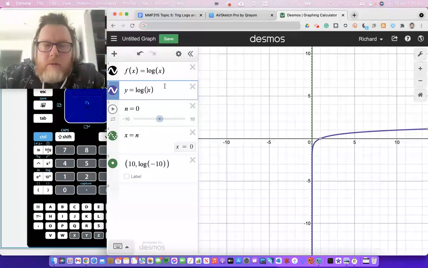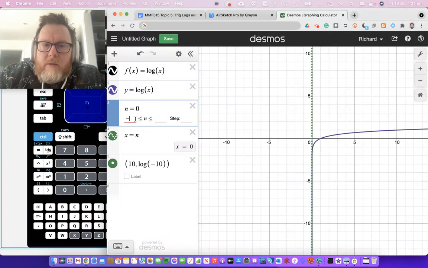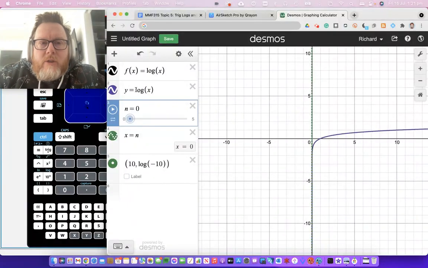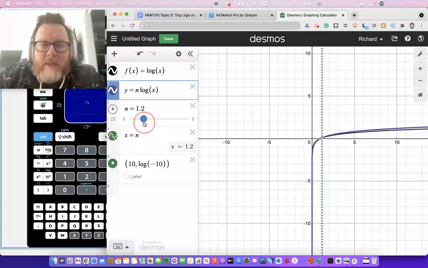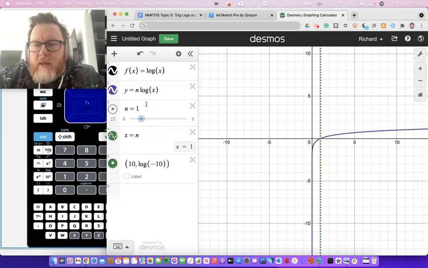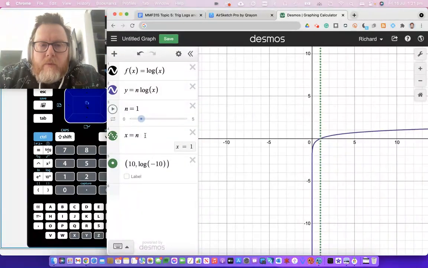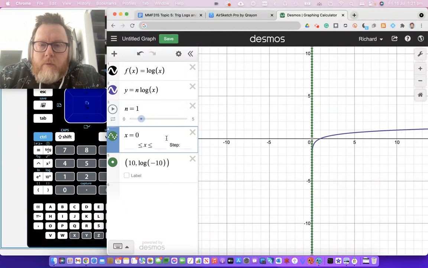So dilations, I'll just assume that it's positive. I'll just edit this so that n is between 0 and, say, 5 with a step of 0.1. Okay, let's look at vertical dilation, so a dilation parallel in the same direction as the y-axis. That'll be n log x, like so. We'll start off with 1 because that's basically neutral. 1 times log x is just log x. We'll put the vertical asymptote back to x equals 0. And we'll now have a look at the behavior.